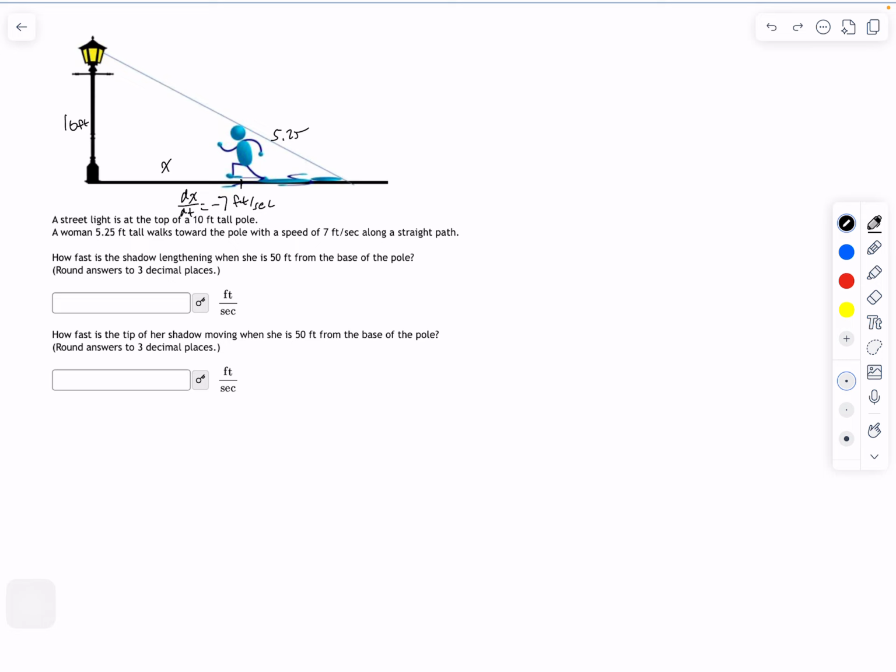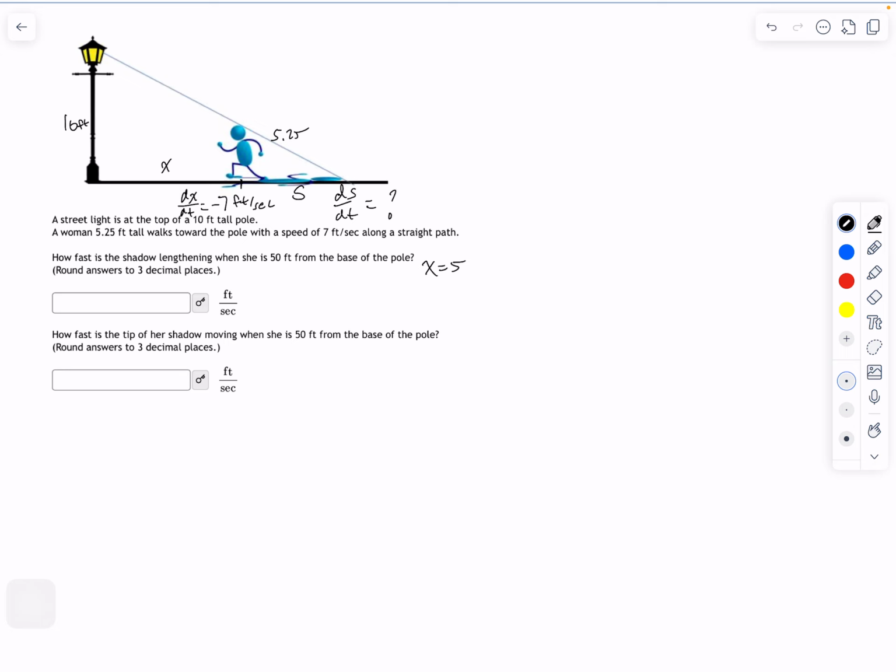And then, how fast is the shadow lengthening when she is 50 feet away from the base of the pole? So when x equals 50, how fast is the shadow? Let's say this is the shadow here. We'll call that length s for shadow. And we're looking for ds over dt, how fast that is changing at x equals 50.